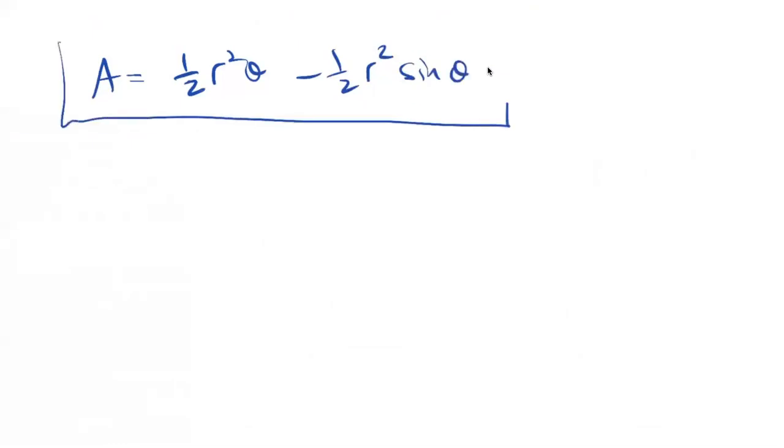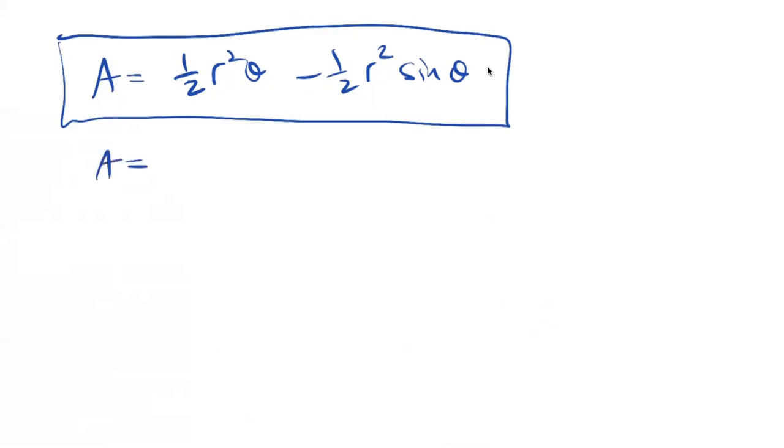The area is equal to a half r squared theta minus a half r squared sine theta. So that's the equation for it. It looks incredibly long, but when I explain it to you, you'll actually see that it's not too bad and it's relatively easy to remember.